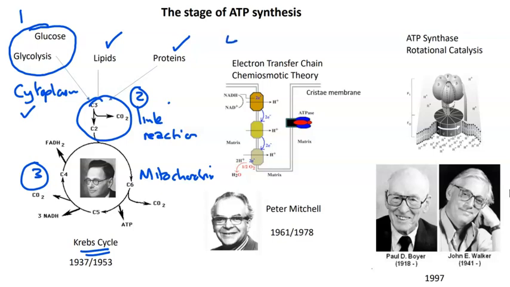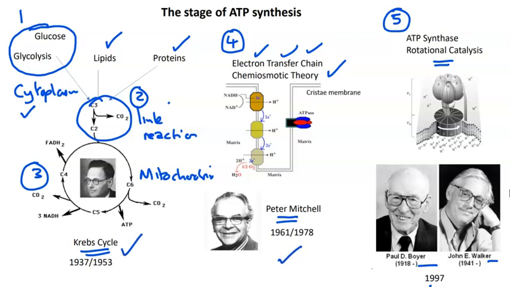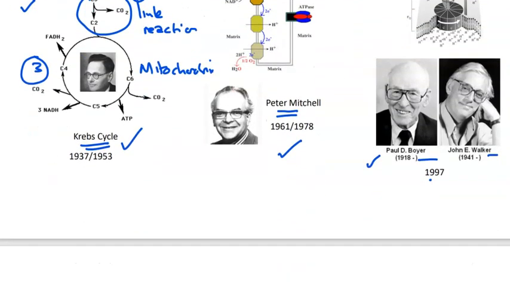the fourth process, which is called the electron transfer chain, and chemiosmotic theory, which was first proposed by Peter Mitchell. And then finally, in step 5, we will look at ATP synthase, and a process called rotational catalysis, first proposed in 1997 by Boyer and Walker. And interestingly, Hans Krebs, Peter Mitchell, Boyer and Walker all received Nobel Prizes for their work in this fundamentally important process of respiration, the synthesis of ATP.